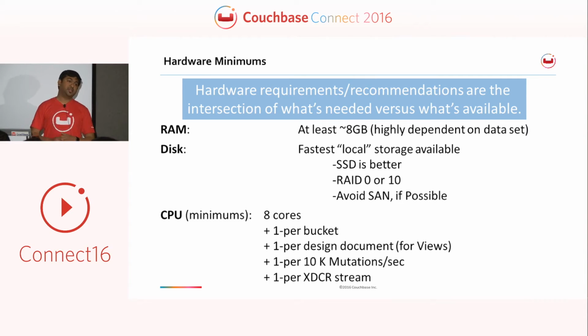It could be SSDs or even spinning disk. In RAID, you can have it either 0 or 10. In Couchbase, redundancy is taken care of. It's just that for throughput, you can have RAID.